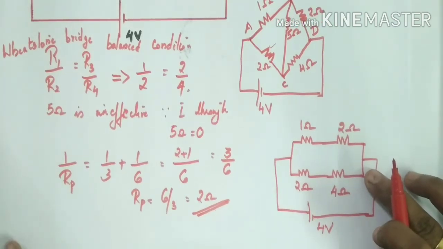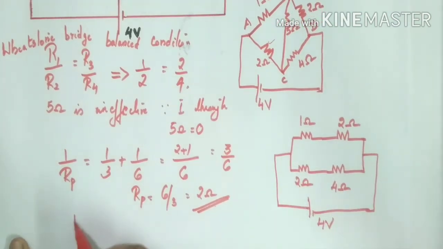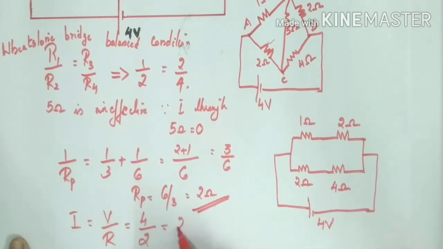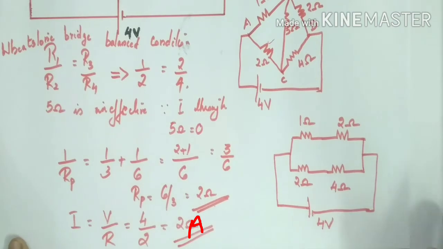Now we have to find the total current, isn't it? So the total current I equals V divided by R, from Ohm's law. The voltage is 4 and the total resistance is 2 ohm. So the current drawn from the battery is 2 ampere. So that is the answer.